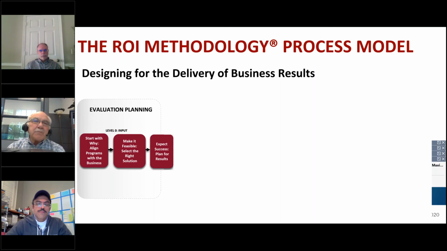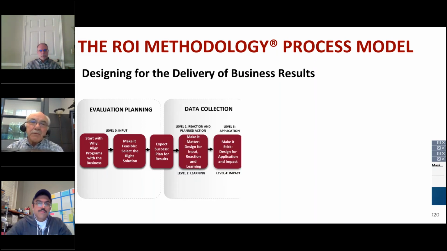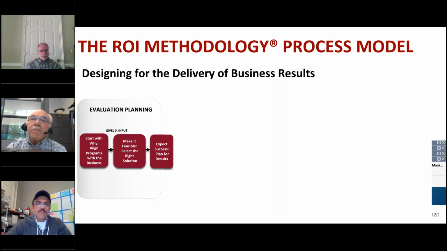And then we move to step 2. We're still in the planning, but step 2 is to make it feasible. That is, make sure we have the right solution. Make sure that Agile training is what they need to get to where they need to be in their software development to hit those metrics at level 4. That's usually an easy thing to do. That's what brought us into the picture. It usually connects quite well there. And then we expect success.